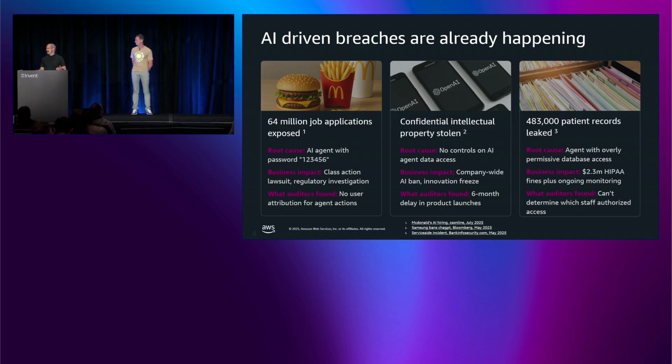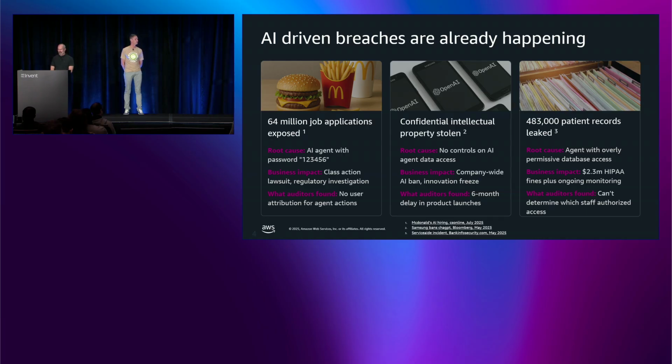Most of us have seen the big news headlines about breaches that are happening. A lot of them are happening for reasons of just not enforcing basic security practices, which we're going to talk about. But AI is involved in these. McDonald's had exposure of 64 million job applications. An AI agent accessed the records using a basic password attack, I think it was something like 123456, for their McHire platform.